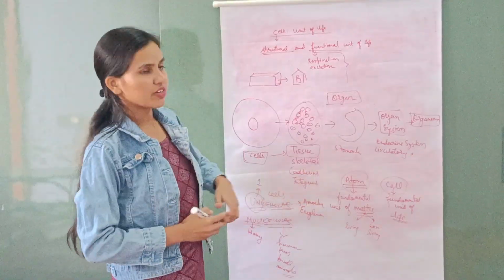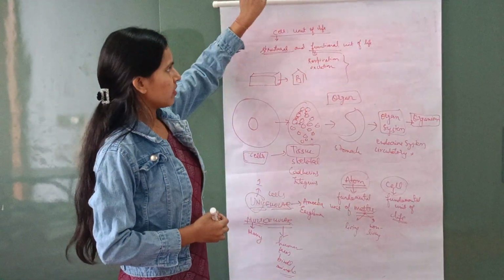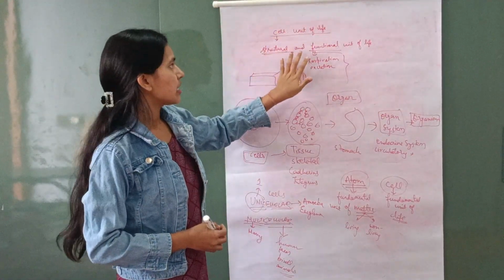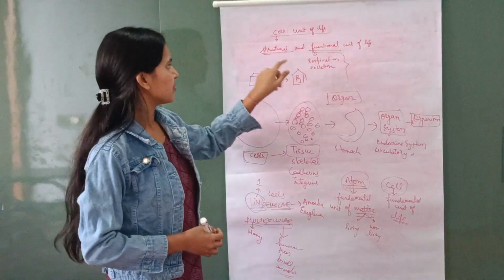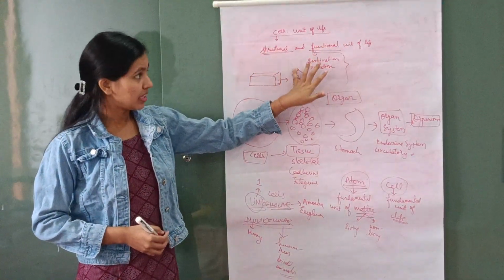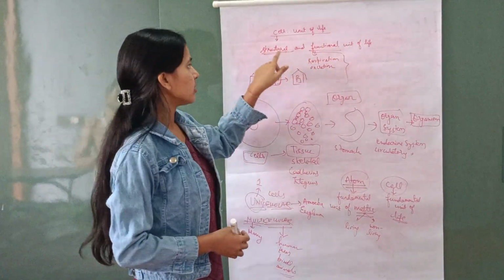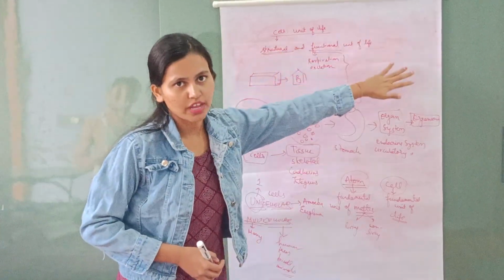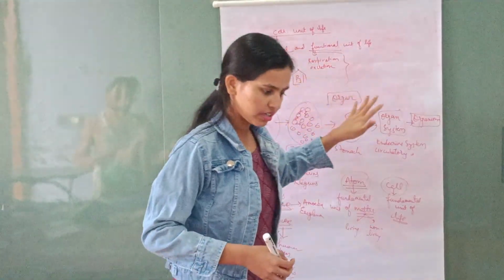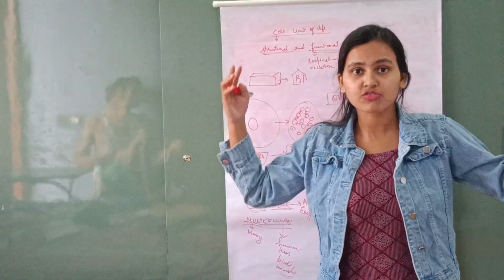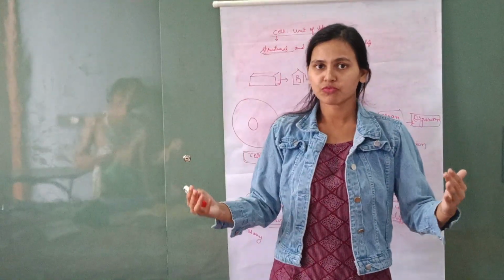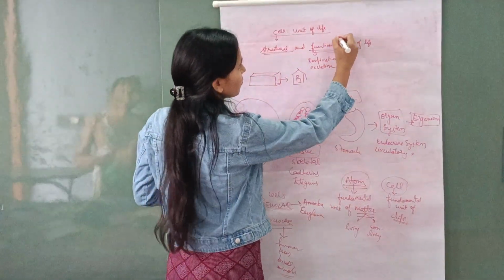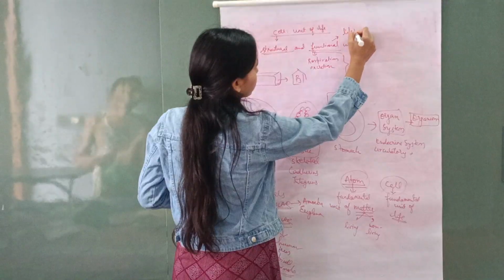Okay. So let me revise a bit for you. We read about cell. Cell is a basic unit of life. Remember the meaning of these two words. It is very important. Structural and functional unit of life. Why is it called structural? Because it provides the structure to the body. And functional because it performs the function of various life processes.